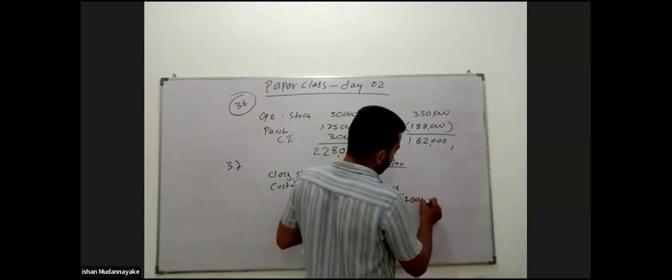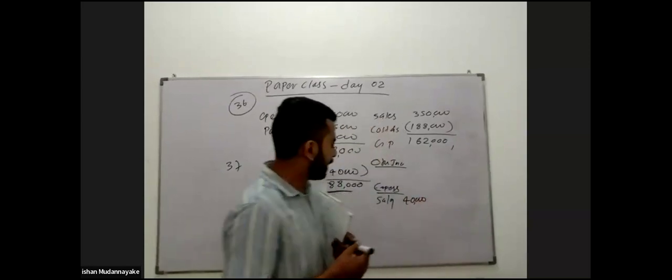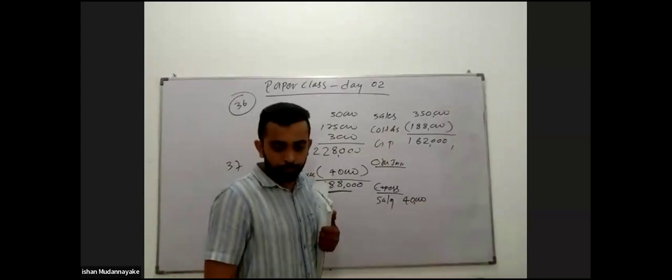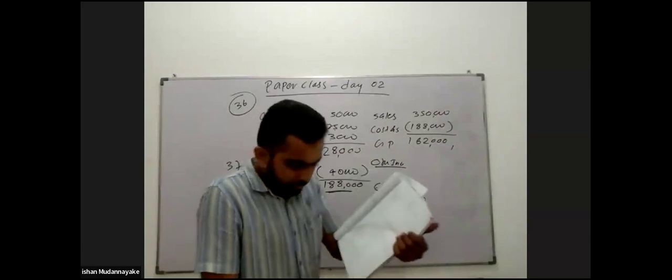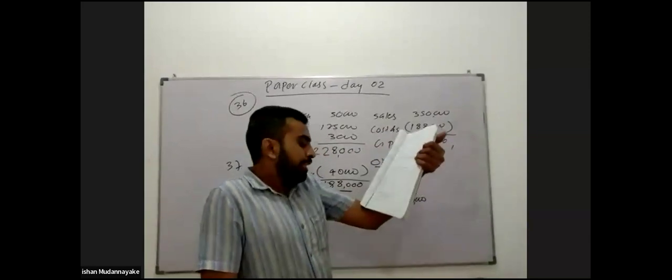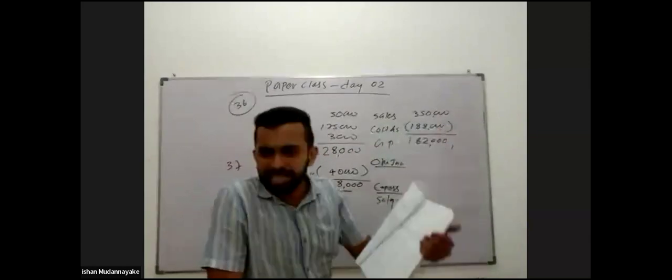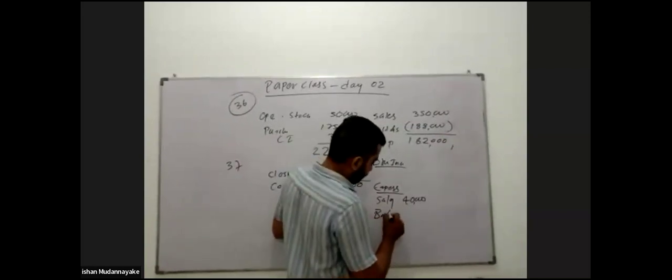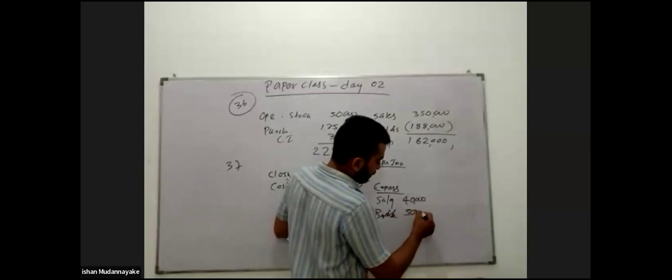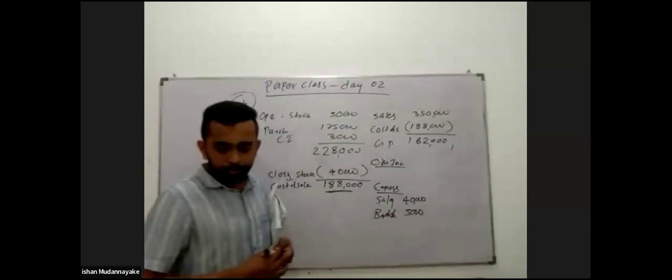Salary expense for the period, 40,000. And then 5,000 written off as bad debts. Another expense, bad debts, 5,000 expense.